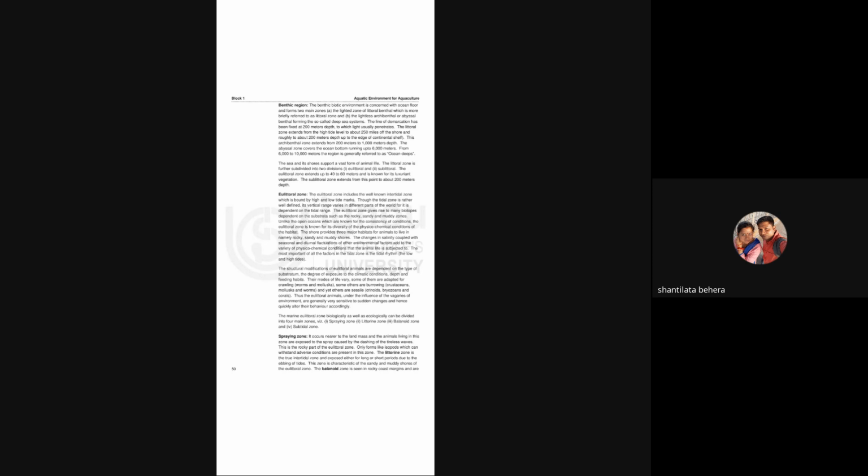Next, I'm going to the benthic zone. The benthic biotic environment is concerned with the ocean floor and forms two main zones. Benthic zone means the ocean floor region, which has two main zones: the lighted zone, or the littoral benthic zone.